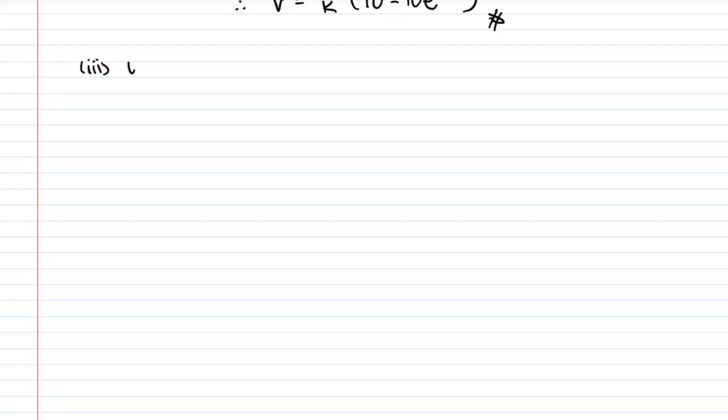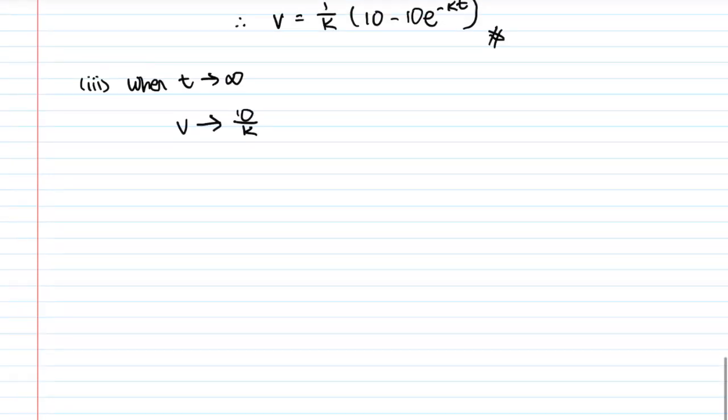It's very easy. So terminal velocity, in this case, is when t tends to infinity. Okay, that means your time tends to infinity. What happens is that your velocity will also tend towards 10 over k. This is from previously, right?